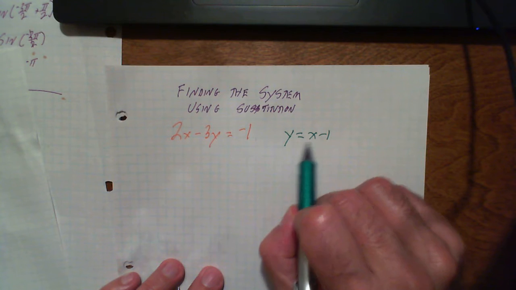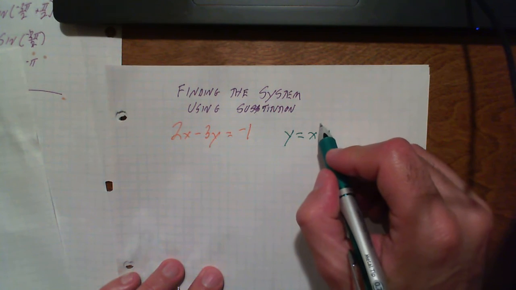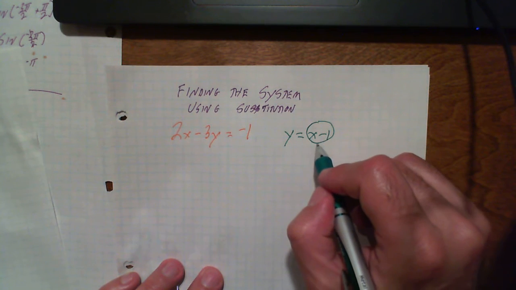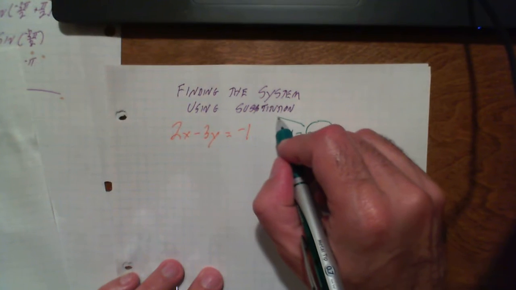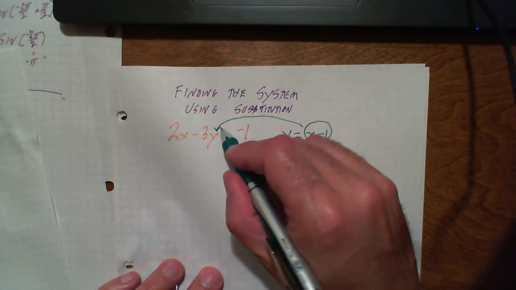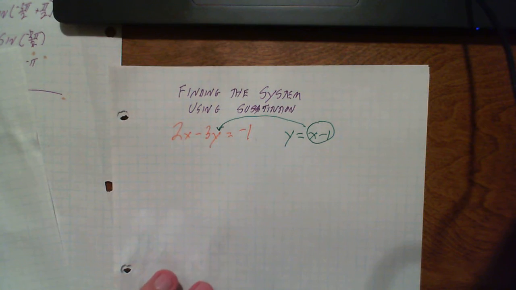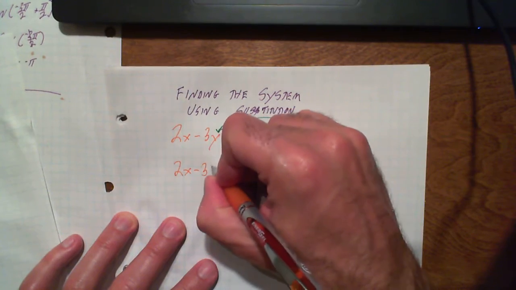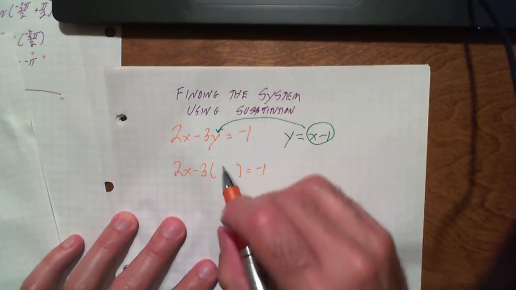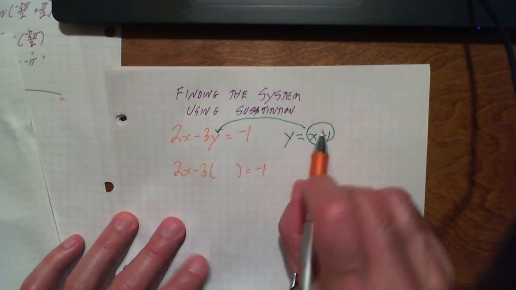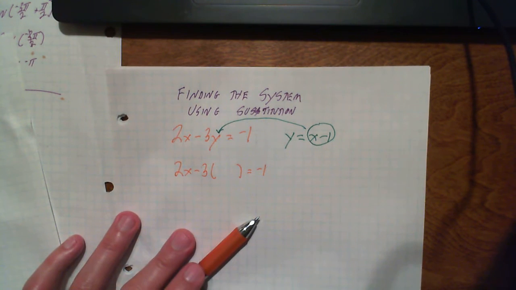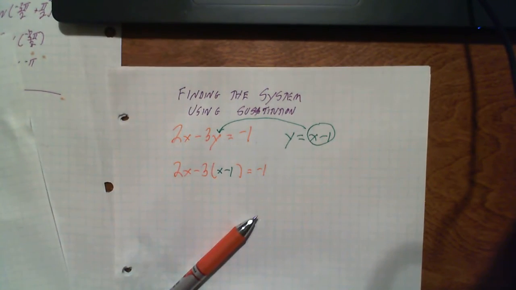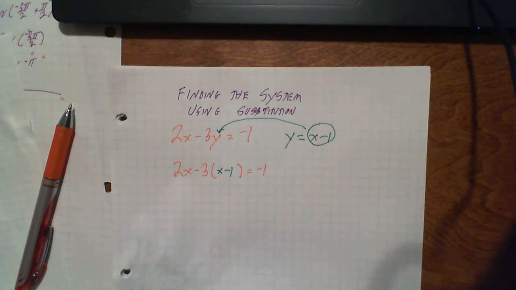Now, since y is by itself, that is saying that y is the same as x minus 1. That means if there's another y, I can replace it because it's the same as x minus 1. And if you look here, there is a y right there. So I can rewrite this equation and say 2x minus 3 times, instead of y, x minus 1. Sorry, y is equal to x minus 1, not x minus 3. X minus 1. Boom. Now I just have one variable to solve.